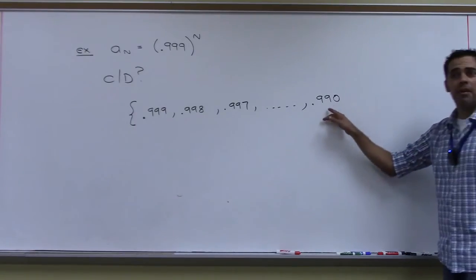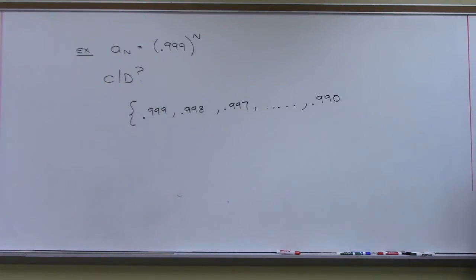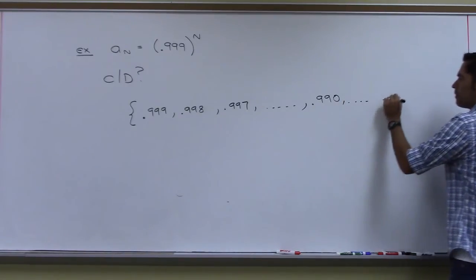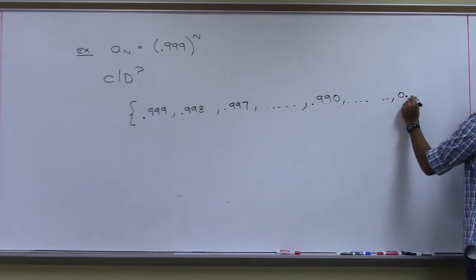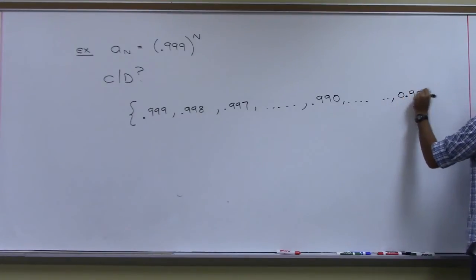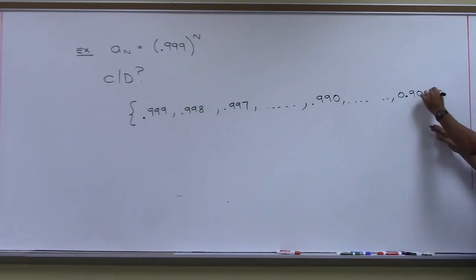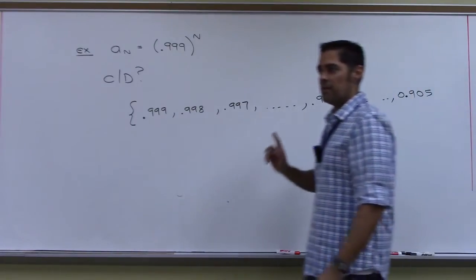These are getting smaller, aren't they? You want to go for it? How about 0.999 to the 100th? Can you do that? 0.90, like that? So, okay, 0.905. But it's getting smaller, right? It's taking a while, but it is getting smaller.